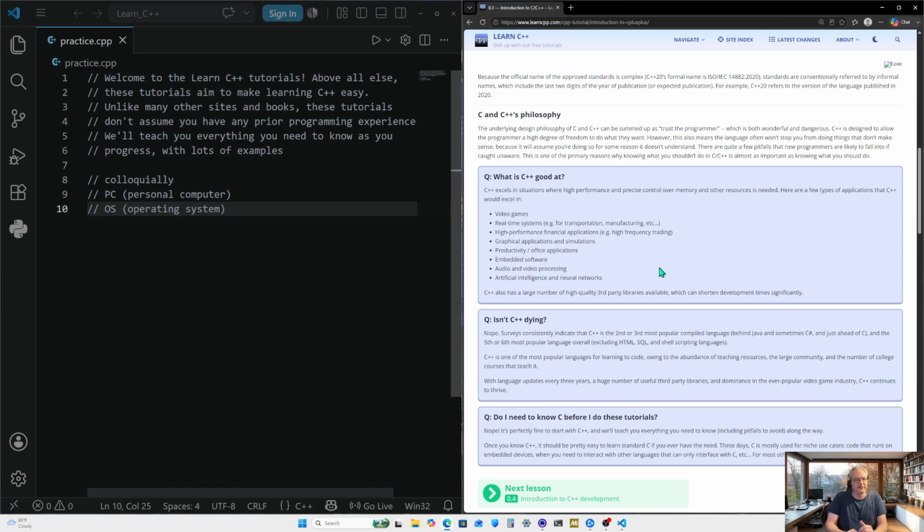Once you know C++, it should be pretty easy to learn standard C if you ever have the need. These days, C is mostly used for niche use cases, code that runs on embedded devices, when you need to interact with other languages that can only interact with C, etc. For most other cases, C++ is recommended.